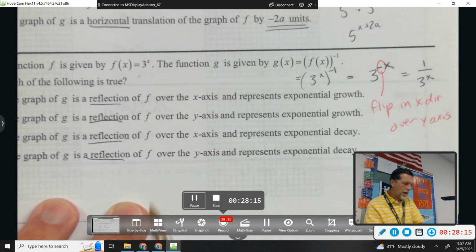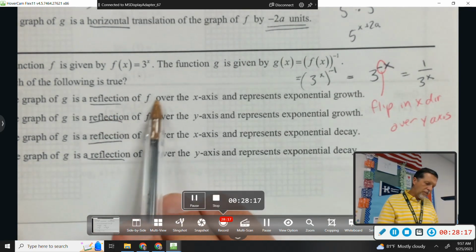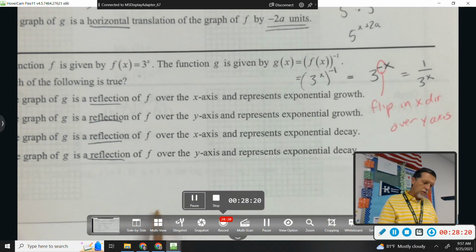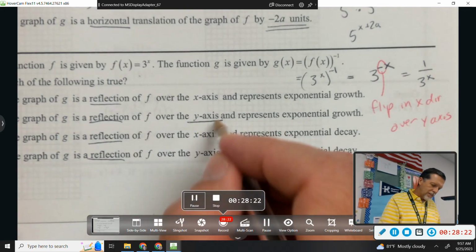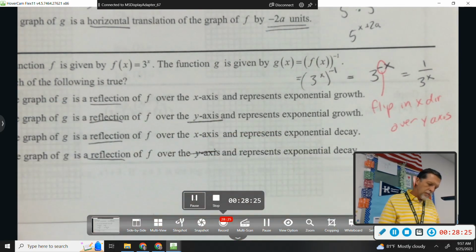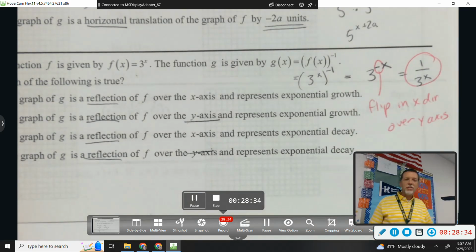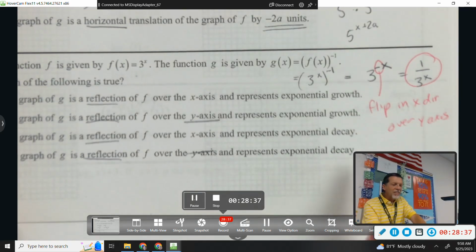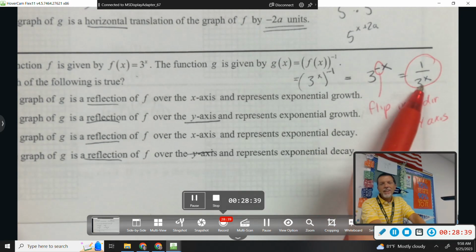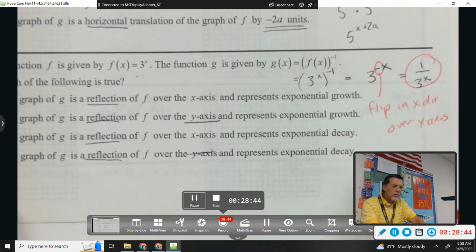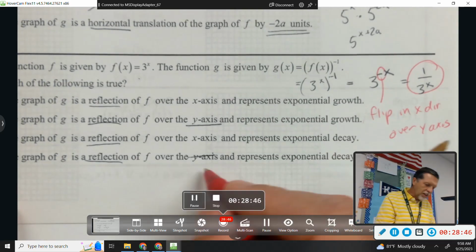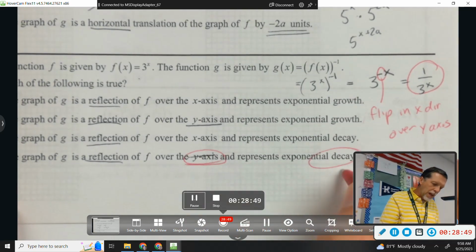Let's see what happens. So the graph of g is a reflection of f. Yeah, that's true for all of them. Over the y-axis, and represents exponential growth or exponential decay. Well, this is where Victoria flipping it over was a better choice. Leaving it like this helps me see the flip, but writing it like that helps me see whether this is growth or decay. Decay, because it's 1/3. So I'm reflecting over the y-axis and I'm decaying because of the 1/3.